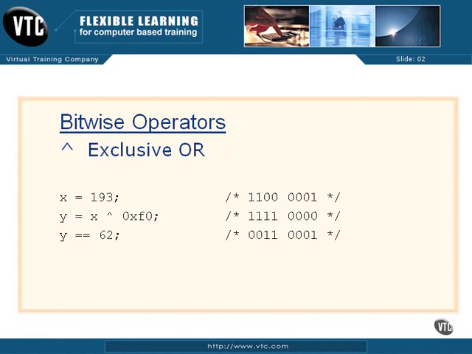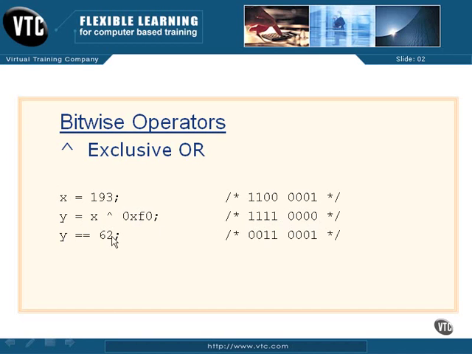This is the exclusive OR operator from our Bitwise operators set, and it's the caret, little up arrow there. And exclusive OR means one or the other, but not both. So here if we have our 193, that's the binary value for that. Y is equal to X, exclusive ORed, or XORed they call it, with F0, that's our pattern. All ones there, zeros there.